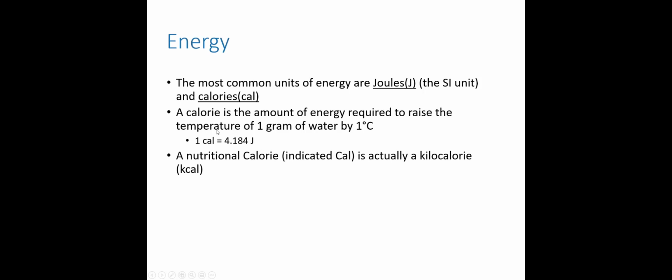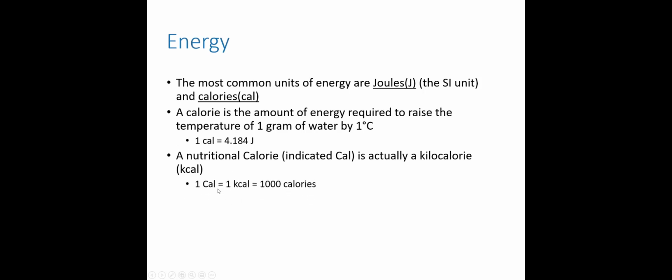Now, the calorie I've just been talking about is probably not the calorie you're most familiar with, and that is a nutritional calorie. And we distinguish them by capitalizing the C in the unit. And so a nutritional calorie is really a kilocalorie. In other words, it's really 1,000 of these calories.